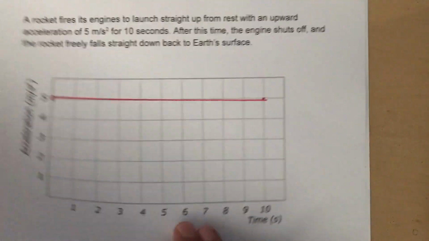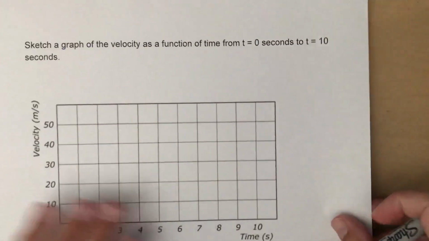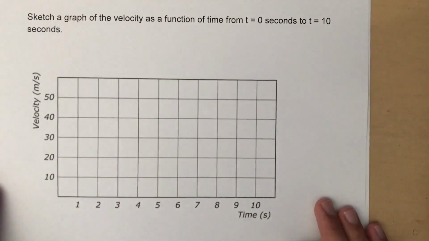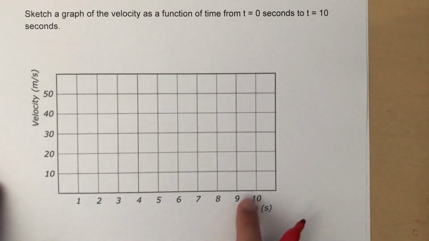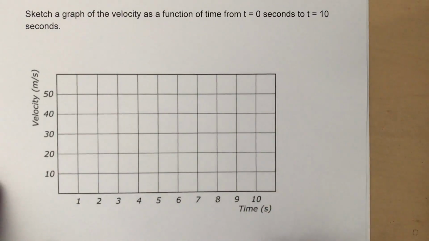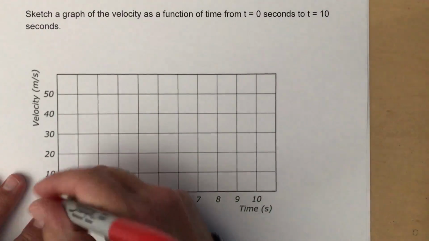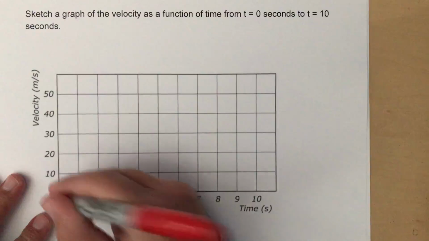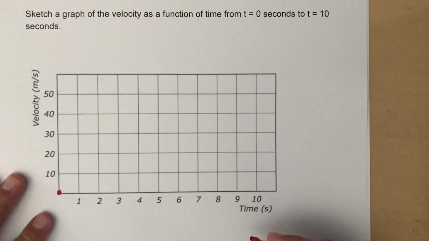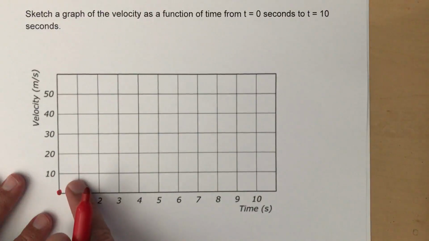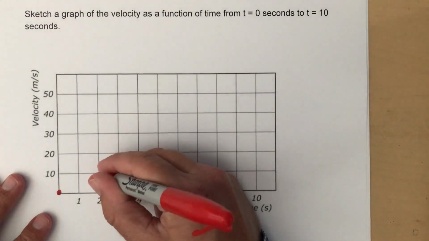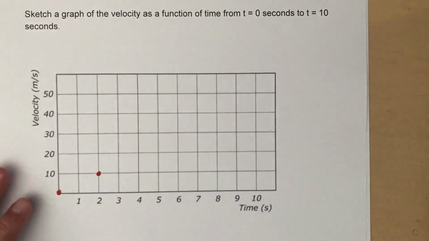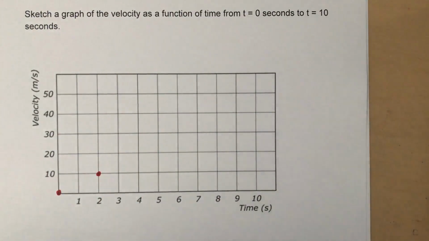The second graph here, they say make a graph now of velocity versus time for the first 10 seconds. So again, we can ignore that last second there. So here's the thing, at time 0, we know we have 0 meters per second. And if we're accelerating at 5 meters per second squared, then after 1 second, we'll be going 5 meters per second. And after 2 seconds, we'll be up to 10. And that's a bit easier to mark. So I am going to mark those two.